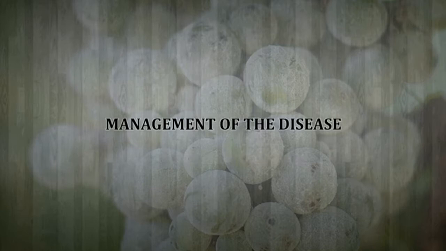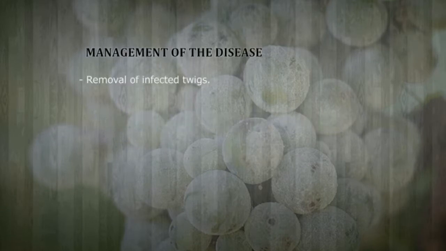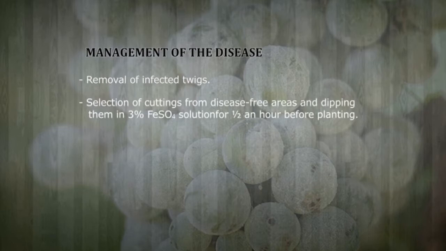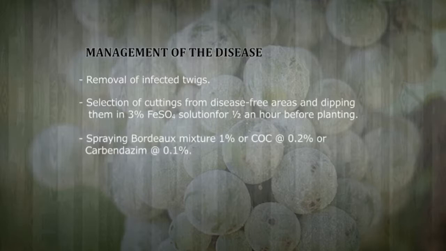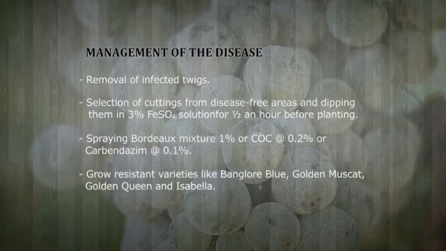Now management of the disease. Removal of infected twigs. Selection of cuttings from disease-free areas and dipping them in 3% ferrous sulfate solution for half an hour before planting. Spraying Bordeaux mixture 1% or copper oxychloride at 0.2% or carbendazim at 0.1%. Grow resistant varieties like Bangalore Blue, Golden Muscat, Golden Queen and Isabella.